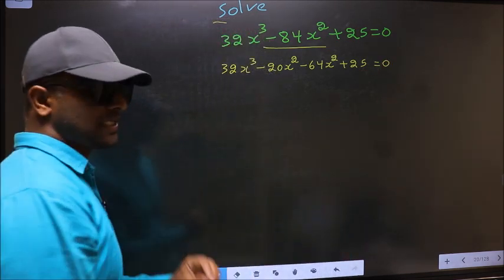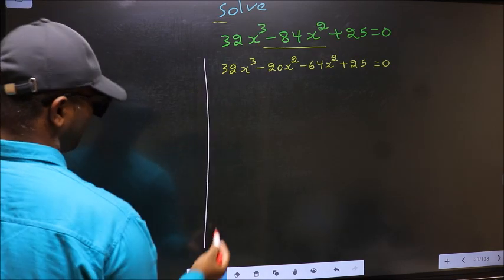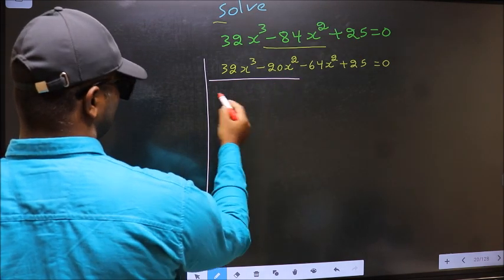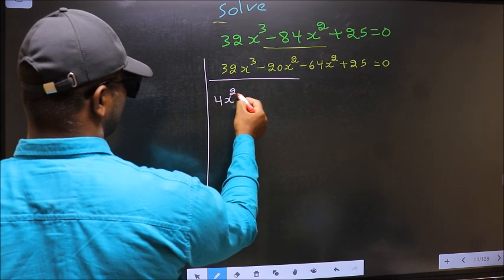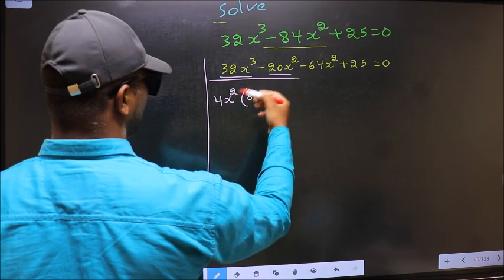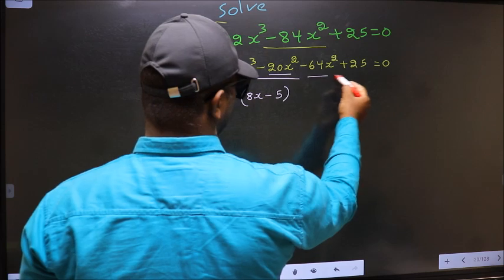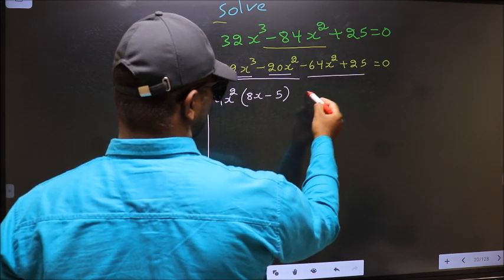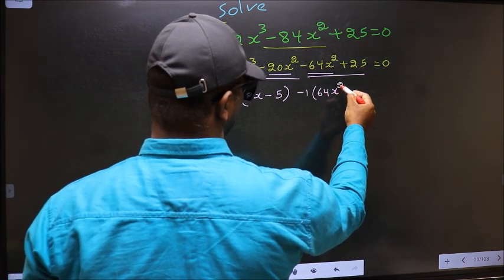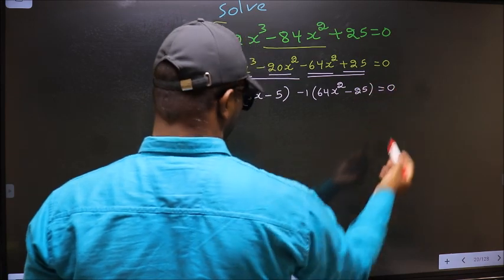This is your step 1. Next, what can be taken out common from these two terms is 4x square. So here you get 8x minus 5 from this, 4x square outside. In the same way, what can be taken out common from these two terms is minus 1. Here you get 64x square and here you get minus 25 equal to 0.